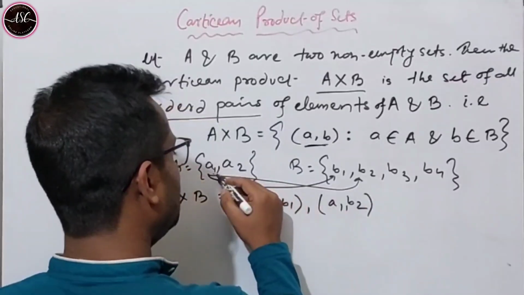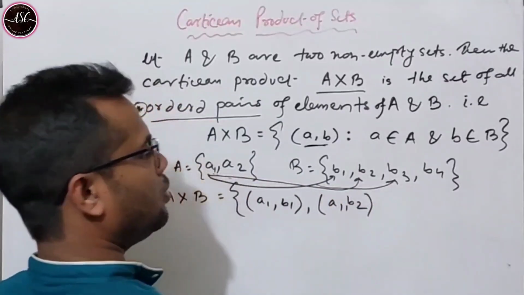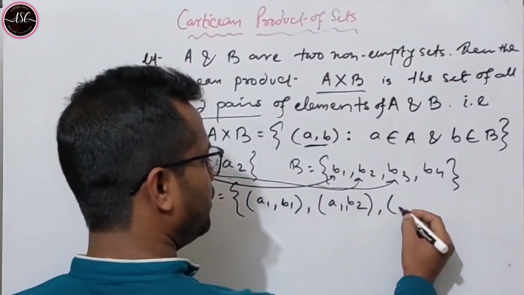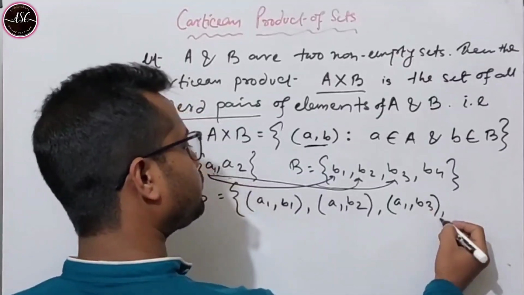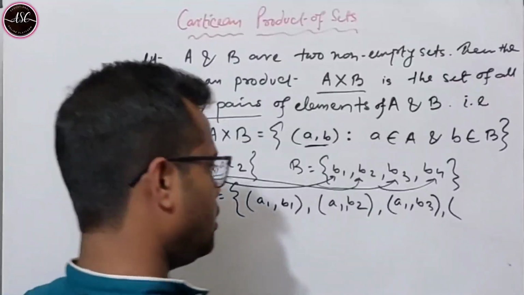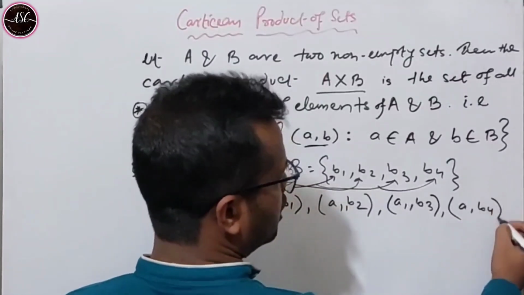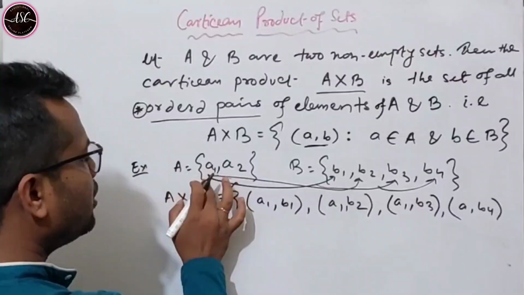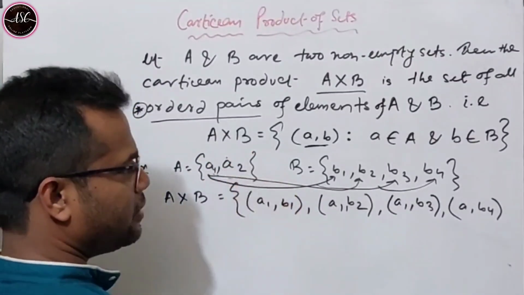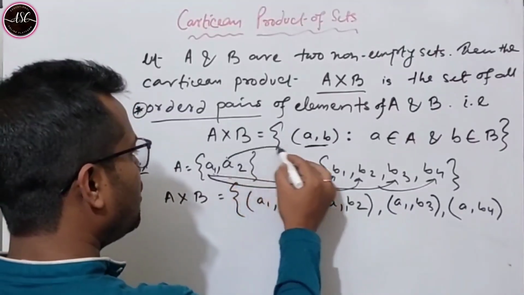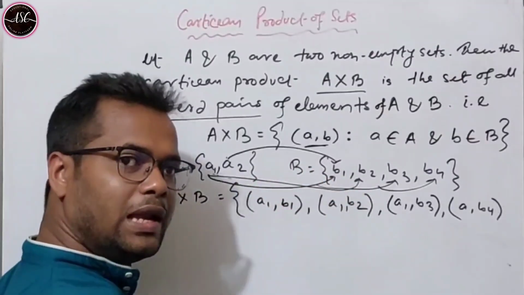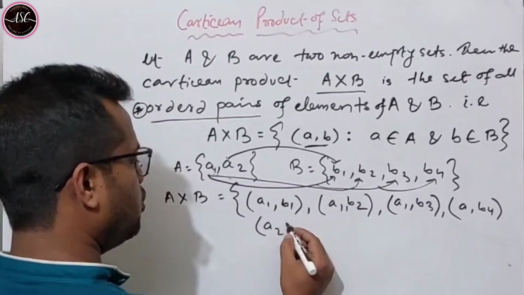Then with the first element we write the third element, (a1, b3). Then with the first element we write the fourth element, that is (a1, b4). Then the work of the first element of the first set is completed. Then there is the second element. Similarly, we write these two elements within brackets, then (a2, b1).